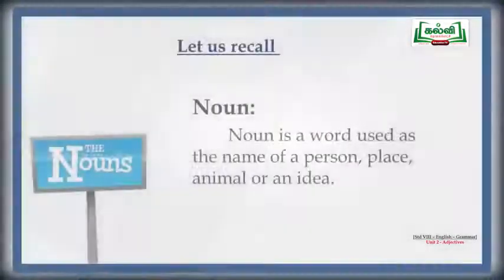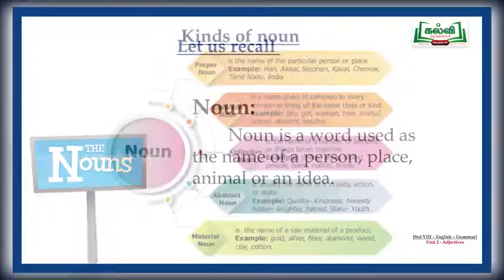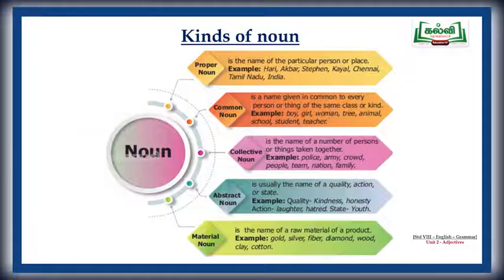Before getting into the topic, let's recall what is meant by a noun. A noun is a word used as the name of a person, place, animal or an idea. And we saw the kinds of noun. How many kinds of noun are there? Yes, you are right. We have seen 5 kinds of noun: proper noun, common noun, collective noun, abstract noun and material noun.